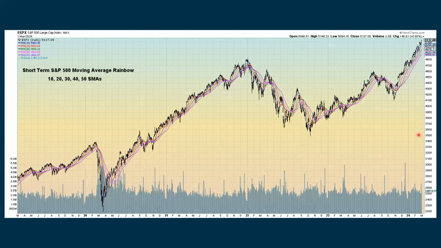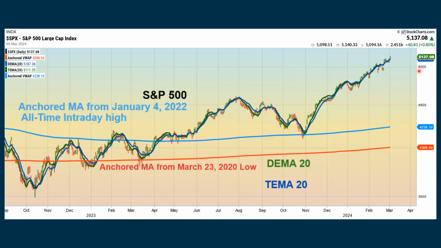Then a short-term chart. This is a rainbow going from 10 periods up to 50 periods. All of the lines in the rainbow are going up and prices above all of the lines. This suggests that the short-term trend is quite positive. Then we look at a double and triple exponential moving average study based on 20 periods. Price is above both of the lines right now, so this is also suggesting the short-term trend is positive.